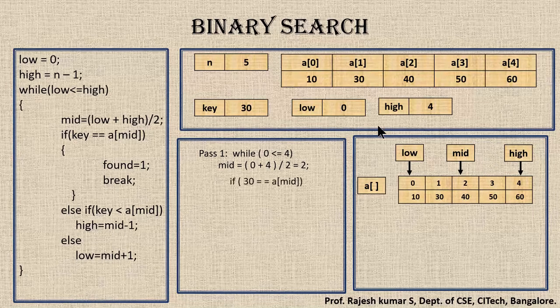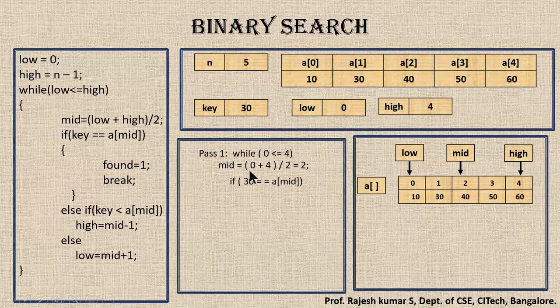Now coming to this, we are checking first. What we are checking: if the key element double equals A of mid. We are checking whether the key element is the same as the middle element we are comparing. If it is the same, then we'll stop the process and we'll tell that the key element is found in so and so location.